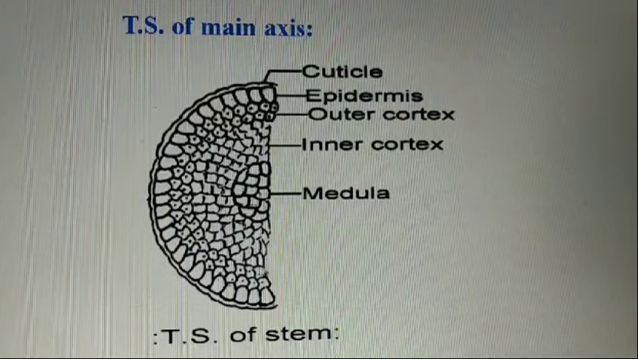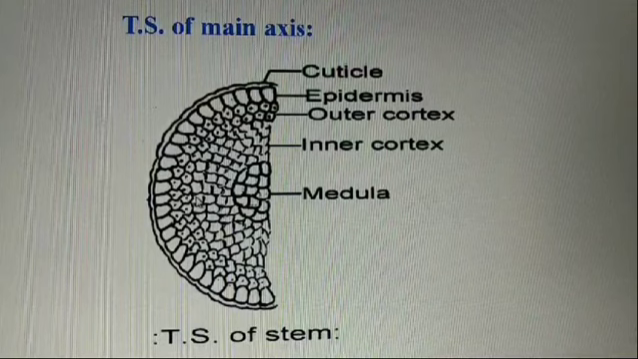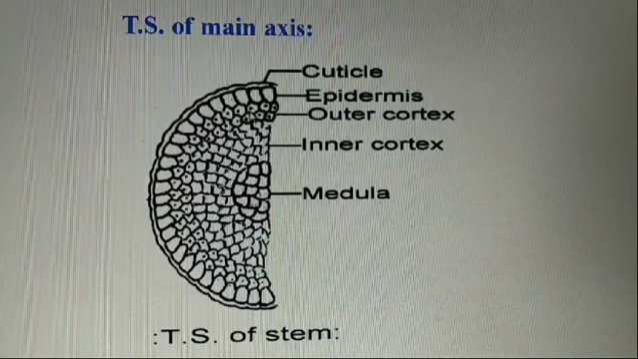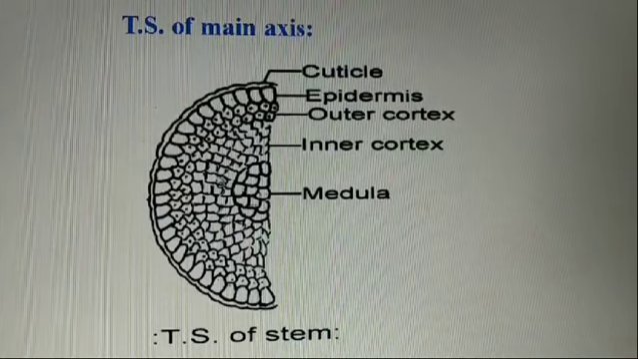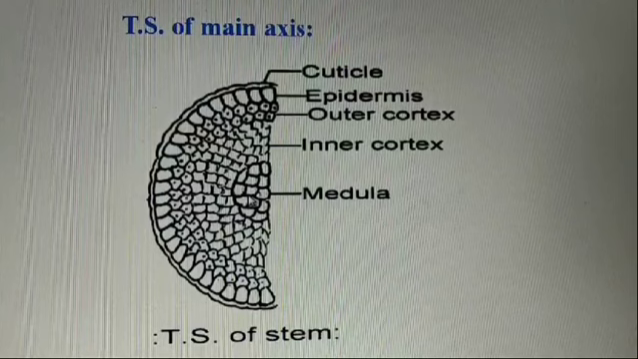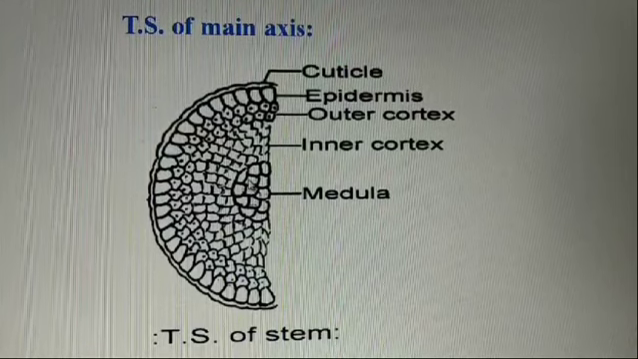Now cortex, it is present below the epidermis. It is made up of many cell layers. It is made up of thin-walled parenchyma cells. Its function is storage of food and water. In some species, the cortex differentiates into outer cortex and inner cortex. Now medulla, it is present in the center of main axis. It is made up of narrow, elongated, and thick-walled cells. Its function is mechanical support.